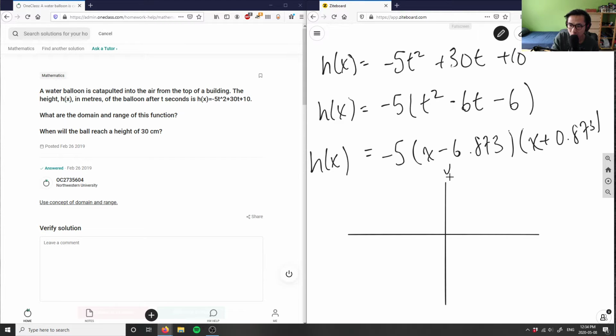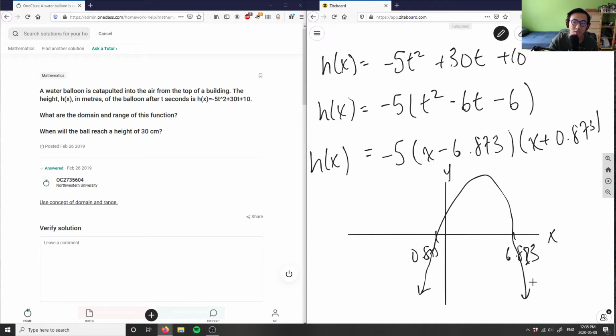And we can say that, again, this is y, this is x here. And we know that x intercepts here, we have our 6.873 here. So I'm going to say this here is 6.873. And then we have also 0.873, and we know that our parabola is going to open upwards, right? I have a negative a value here, so it's going to open downwards. Basically, it's going to do something like this.